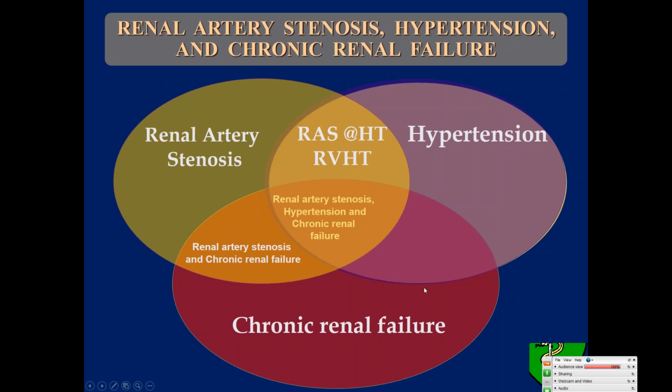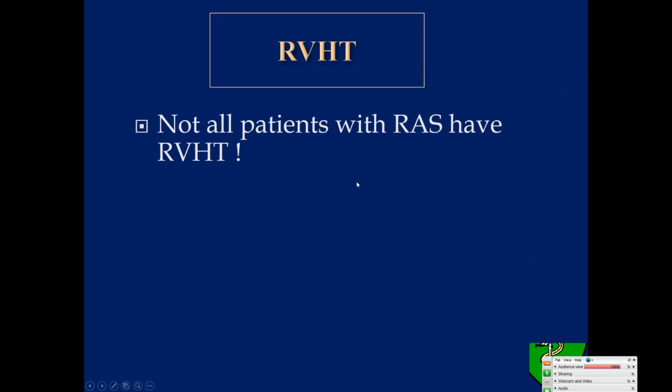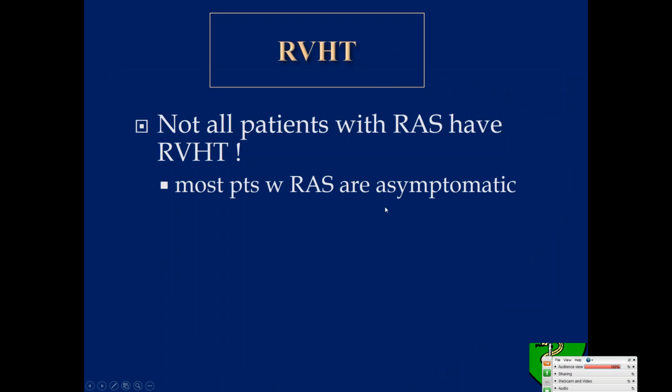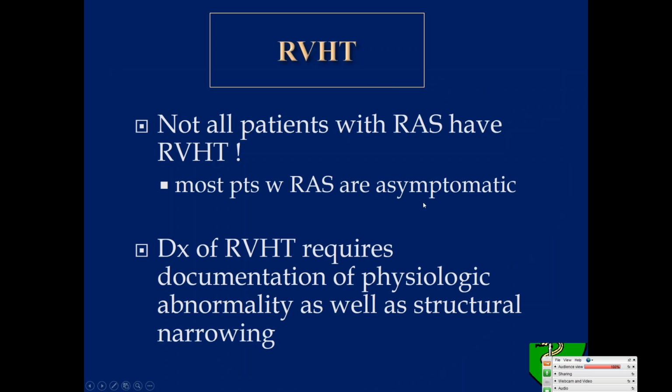So this is a diagram that helps to understand the relationship between renal artery stenosis, development of hypertension, and development of renal failure. When all 3 of these components are present, then we can call it renal vascular hypertension. So not all of the patients who have renal artery stenosis have renal vascular hypertension. Most of the patients who have renal artery stenosis are actually asymptomatic.